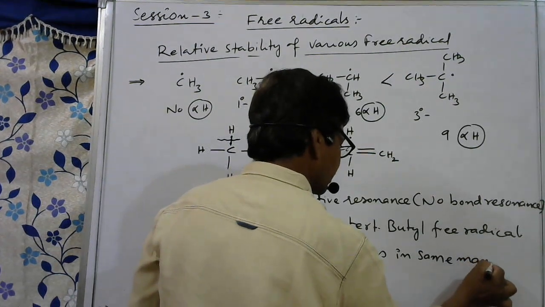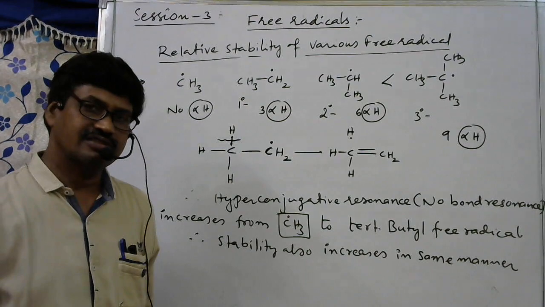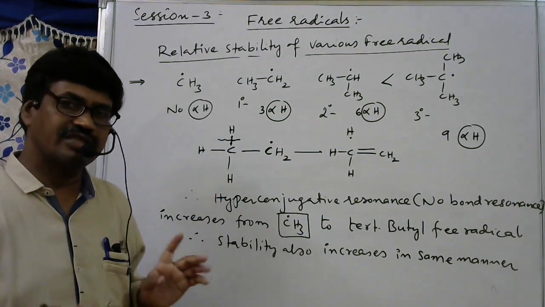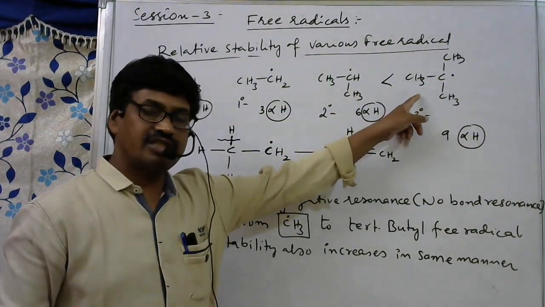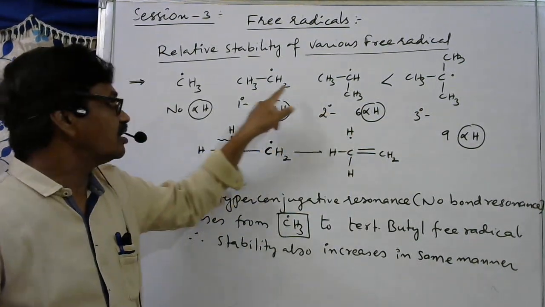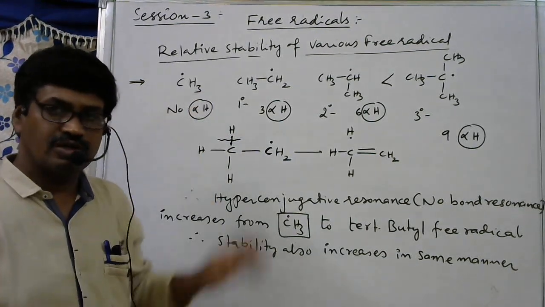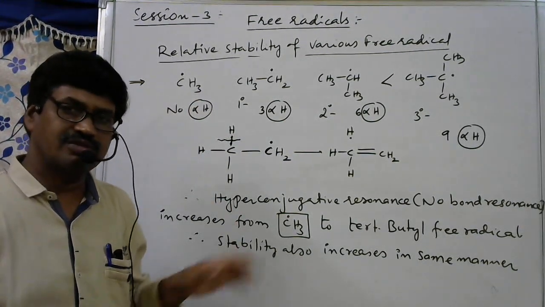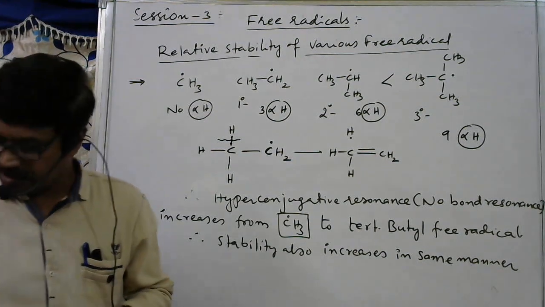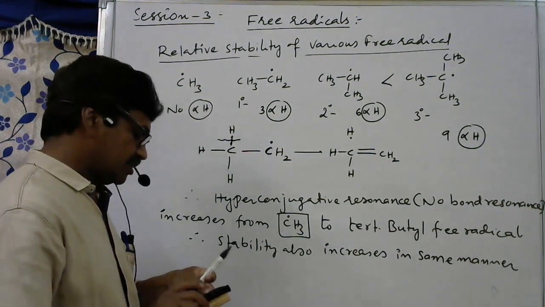They are written in order of stability of different free radicals. So it is similar to carbocation. In carbocations also, tertiary butyl carbocation is more stable than secondary propyl carbocation, ethyl carbocation, then methyl carbocation. It is similar to carbocation. Almost the concept is similar to carbocations only. Then next we have to discuss about allyl and benzyl.